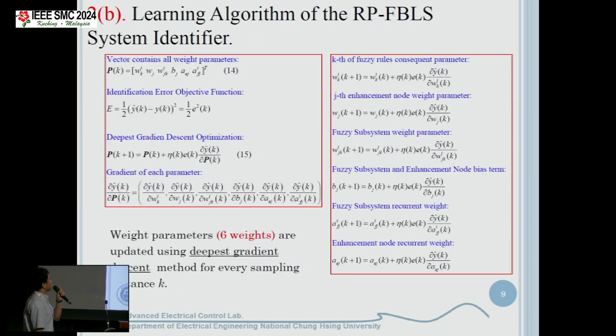So how do we update the weight parameters inside this recurrent polynomial ABLS? Firstly, we put all of the weight parameters inside the vector pk in equation 14 here, and then we utilize an error objective function and then a gradient descent optimization. We get 6 equations here, which consist of all of the weight parameters for this ABLS, written in this equation 14 here.